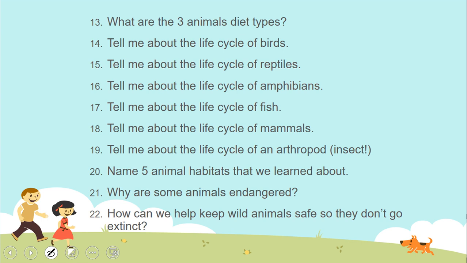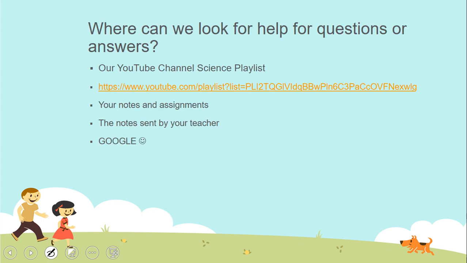Number 21, why are some animals endangered? And 22, how can we help keep wild animals safe so they don't go extinct? Okay, so those are my 22 questions that you are welcome to choose 20 from if you're doing level 1, or if you're doing level 2, you can pick the ones that you like and then come up with some of your own, okay? So you can do a mix.